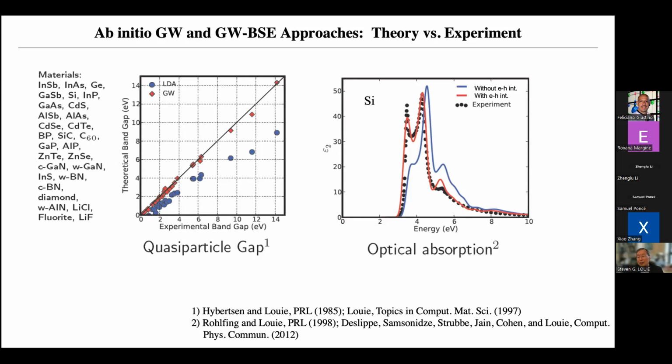That is no interaction between the electron and hole using the GW band structure. And then the red line is when you solve the Bethe-Salpeter equation, that is solving the interacting two-particle Green's function. And then the dots are the experimental data. So you see that electron-hole interaction has a dramatic effect on the optical spectrum, even for a material like silicon, where the electron-hole binding energy is very small.